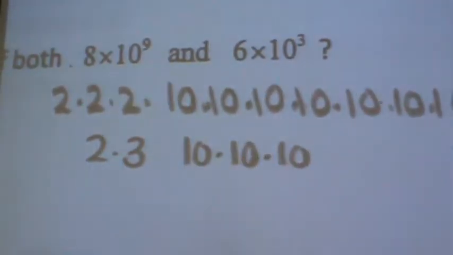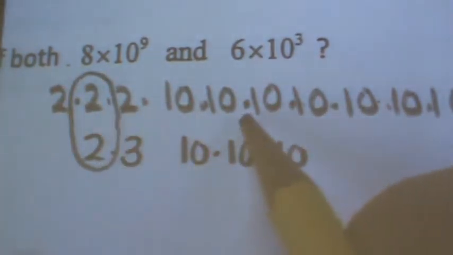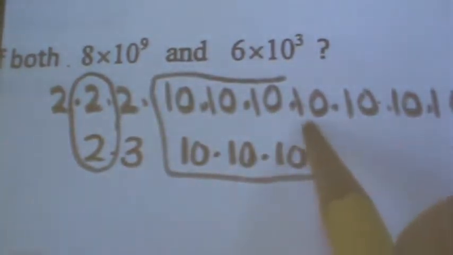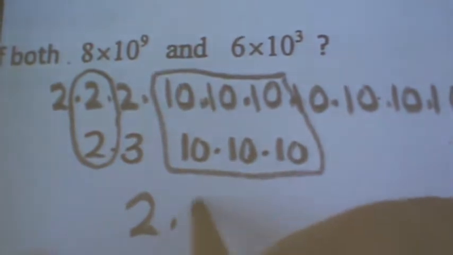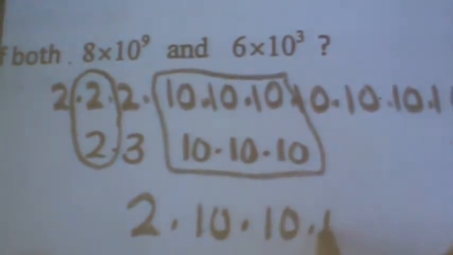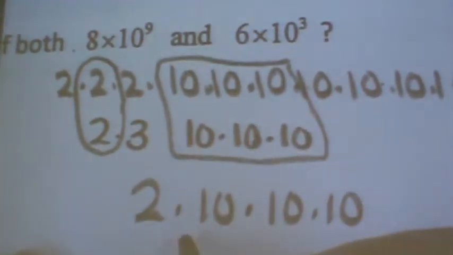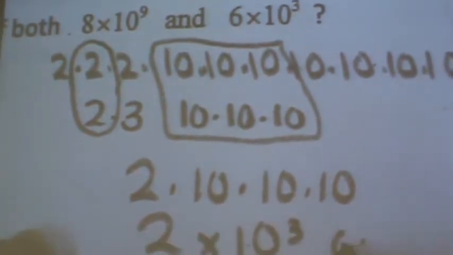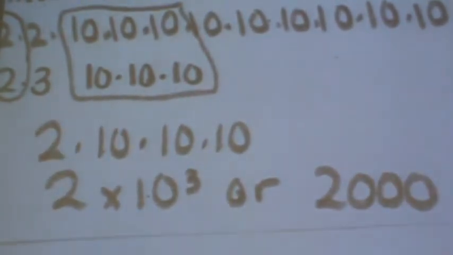10, 10, 10. So what's the GCF? Well, there are 3 10s that are common. So 2, 10, 10, 10 is common to both. So in other words, 2 times 10 to the 3rd, or how else could you call that number? 2,000. Good, 2,000.